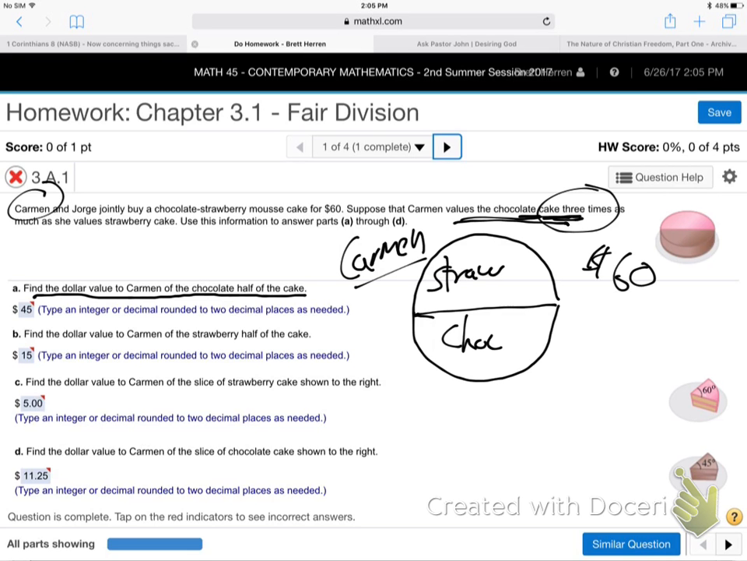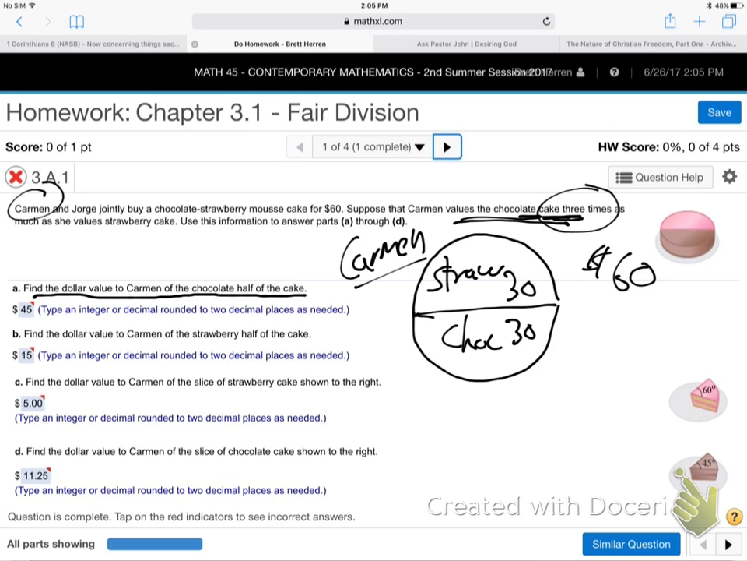So she looks at the whole cake, it's worth $60. That's what they paid for it. But it's not 30-30 to her, is it? Carmen doesn't look at it and go, yeah, the chocolate half is worth $30 and the strawberry half's worth $30 because we paid $60. No, that's not how Carmen feels. She doesn't think they're equal value, does she?